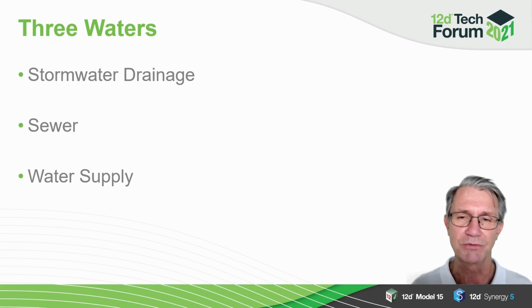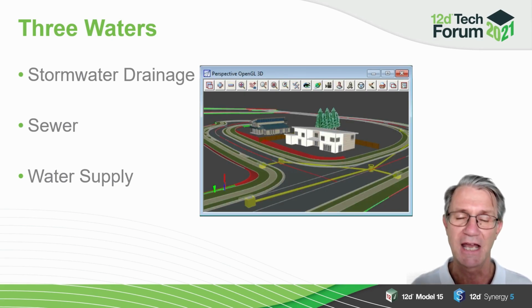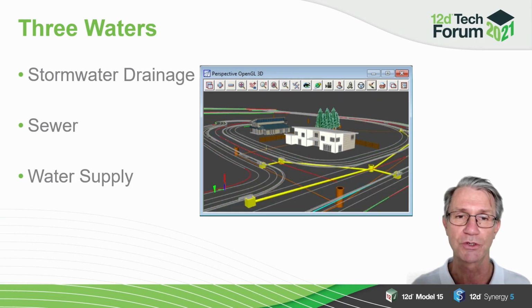The three waters that 12D talks about are stormwater drainage, sewer and water supply. This is the layout of a little stormwater drainage network. We overlay the sewer on top, and then here's our water supply added in as well. I'm going to take you through the basics of the design techniques for these three things, just as a taste for how 12D does these.